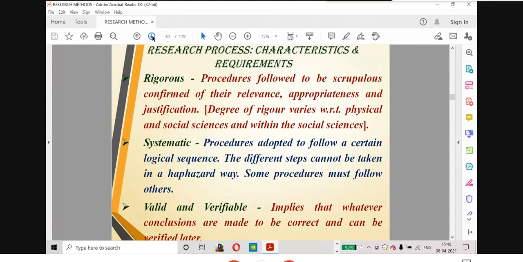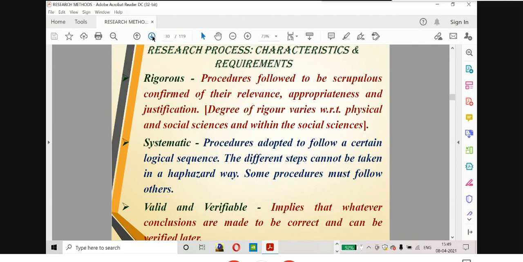But the degree of rigorousness varies with respect to physical and social sciences, and within social sciences. In engineering and sciences, this rigorousness is more, because we have all things at our control, we can control the parameters. Therefore, engineering and science research is more rigorous than humanities and social sciences.